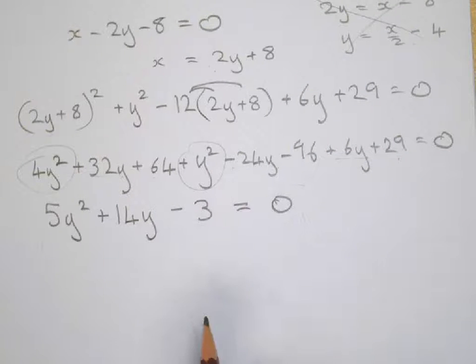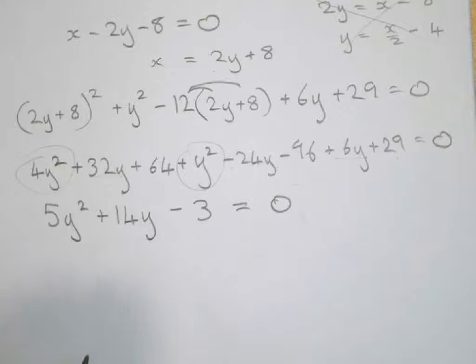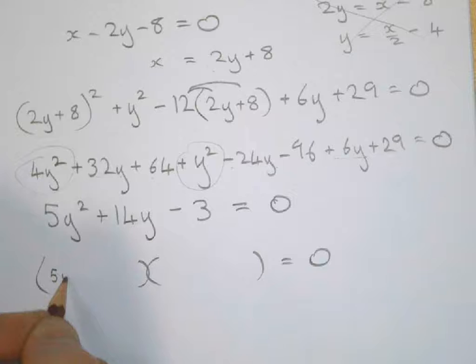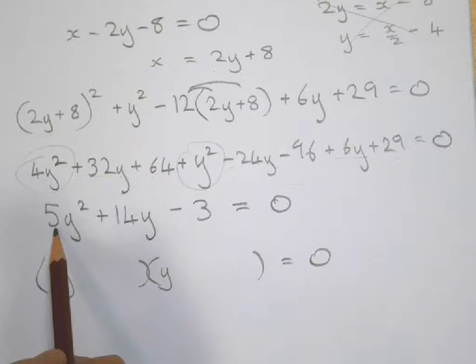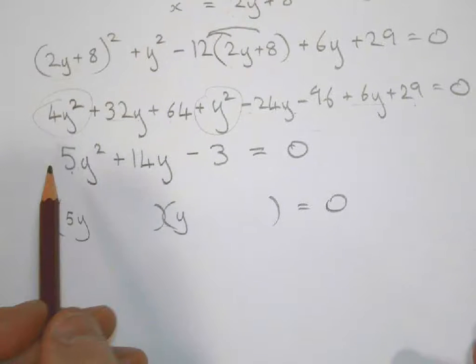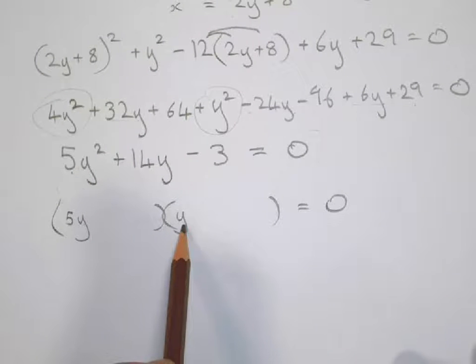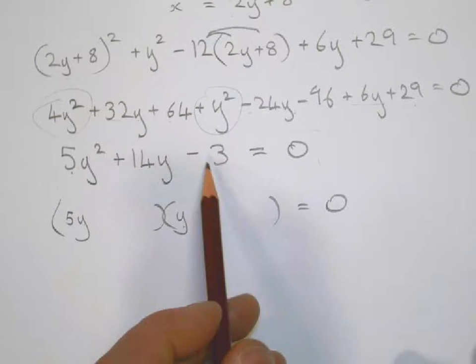To now find out what the points of contact are, we've got to factorize it. And it's quite easy to factorize this because these are all prime numbers. So the only way of making 5y squared is by having a 5y here and a y there. The tricky bit is to try and work out where the 3 and the 1 is going to go from this bit.